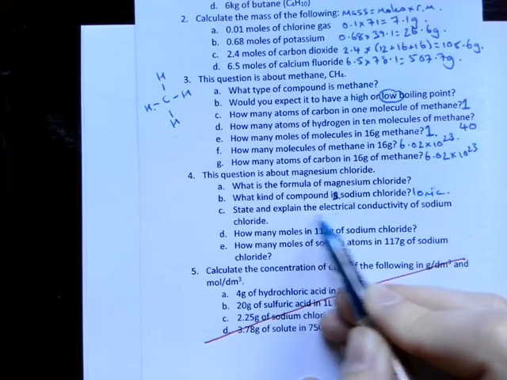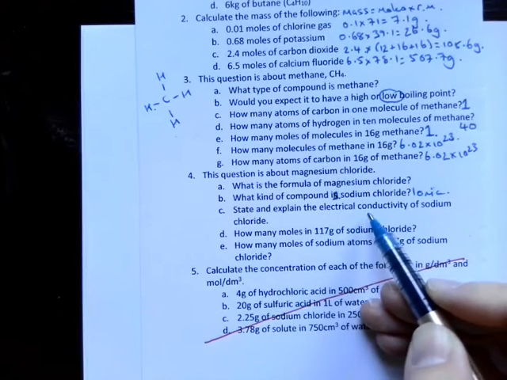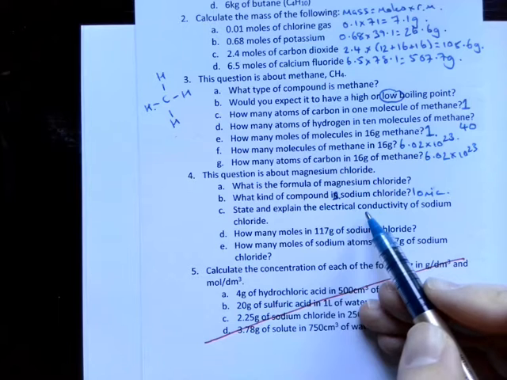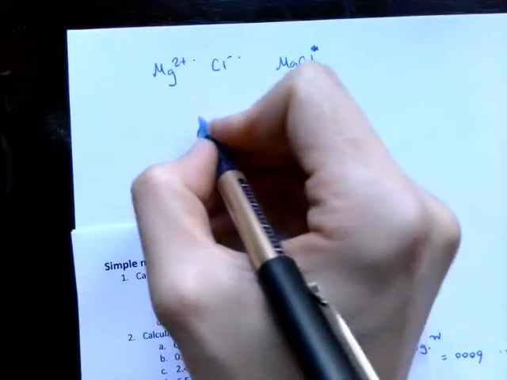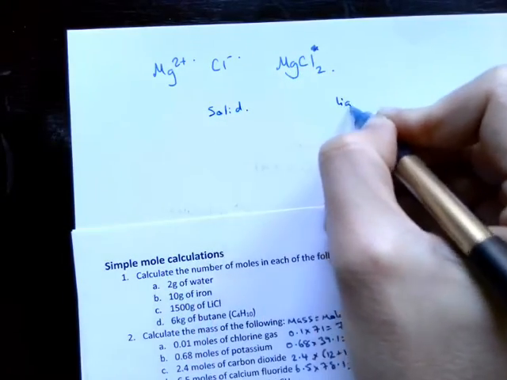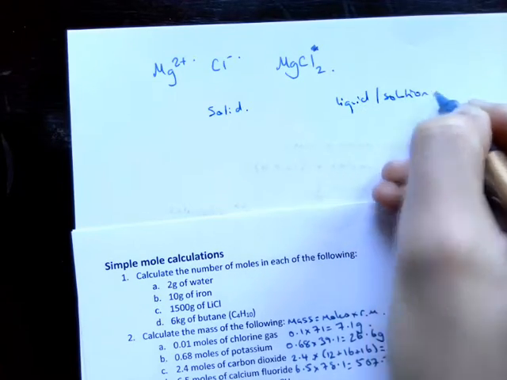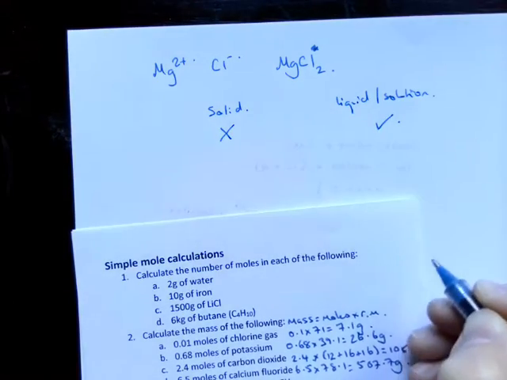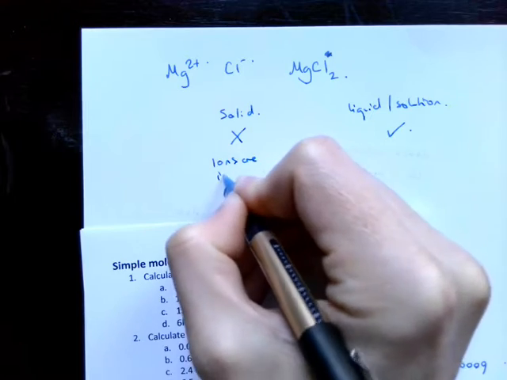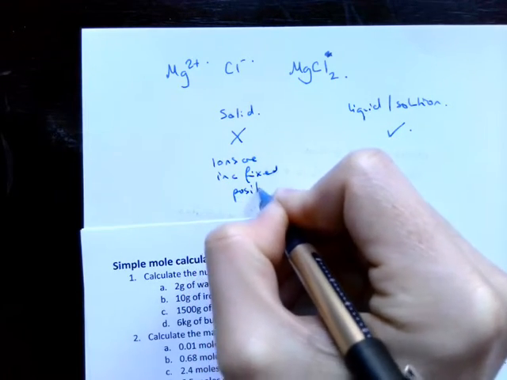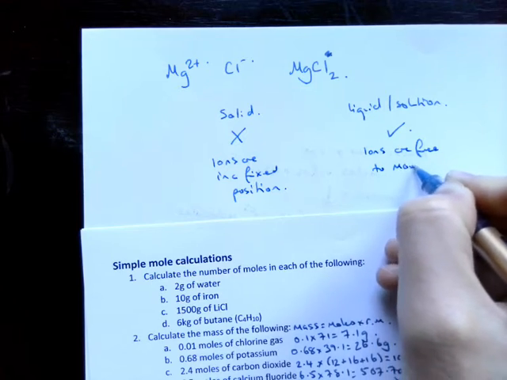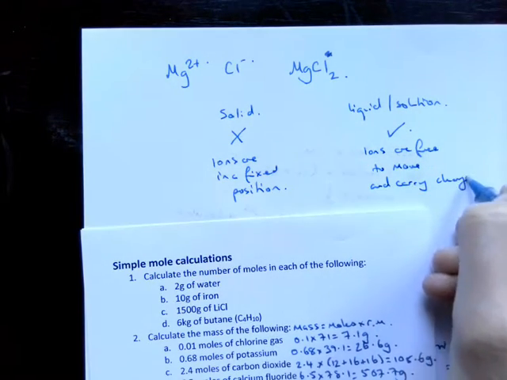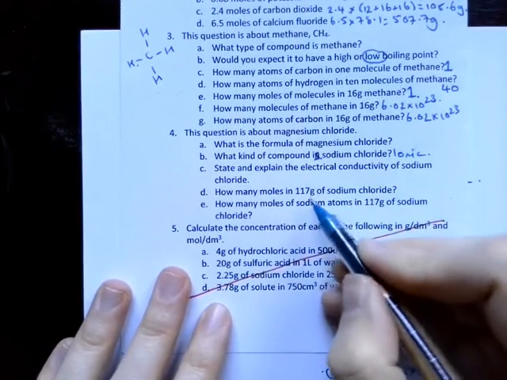Explain the electrical conductivity of sodium chloride. Sodium chloride is ionic, so it will conduct electricity in the liquid and the molten state. It will not conduct electricity as a solid. As a solid it does not conduct electricity; as a liquid or solution it does conduct electricity. As a solid, the ions are in a fixed position. As a liquid, the ions are free to move and carry charge. Okay, so we'll do sodium chloride.